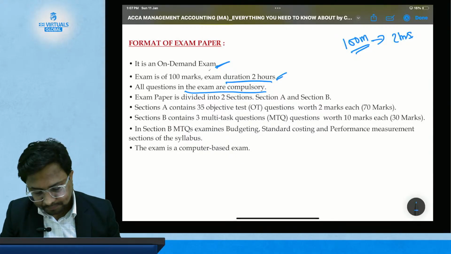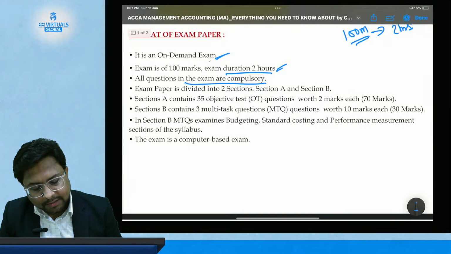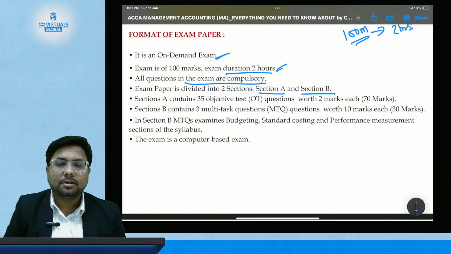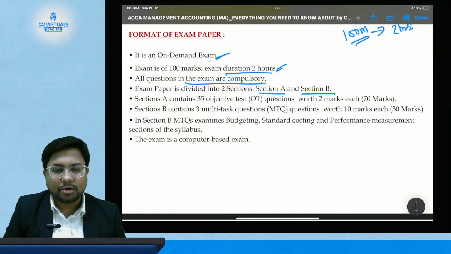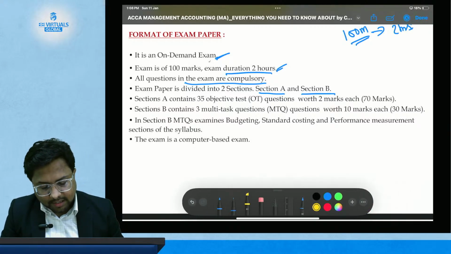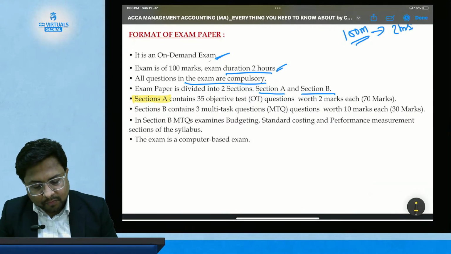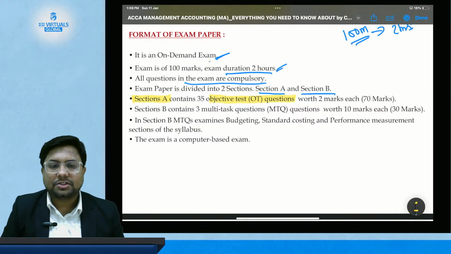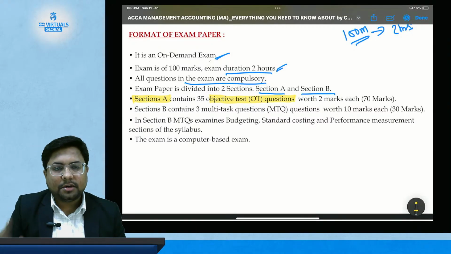Along with this, your examination will be divided into two sections, section A and section B. Section A will deal with objective test questions.